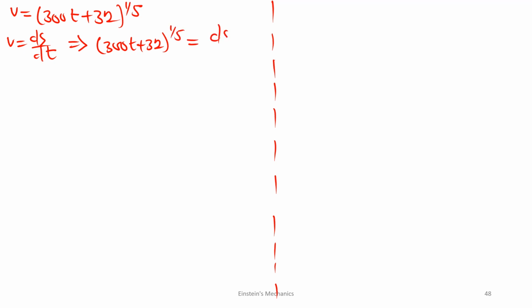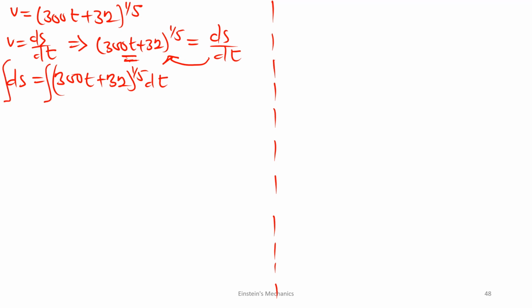is ds on dt. This time you don't need to bring the ds to the function because it is in terms of t, so the t can now come, right? Okay, so this is going to be dx is equal to 300t plus 32 to the power 1 on 5 dt this way. So we are going to apply our integrals. So the x is going to start from 0 to x, and the time is going to start from 0 to a certain time t.